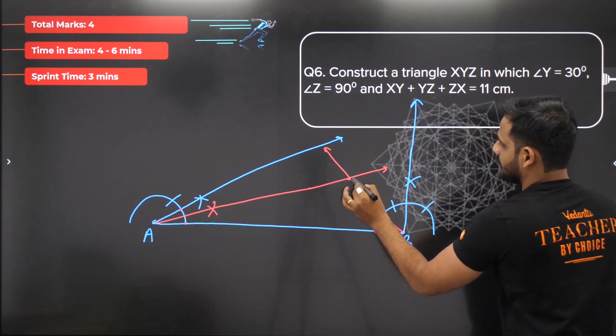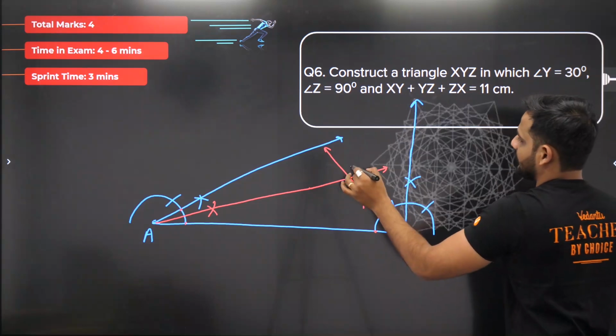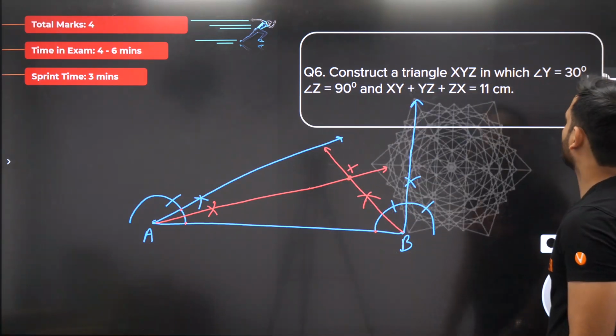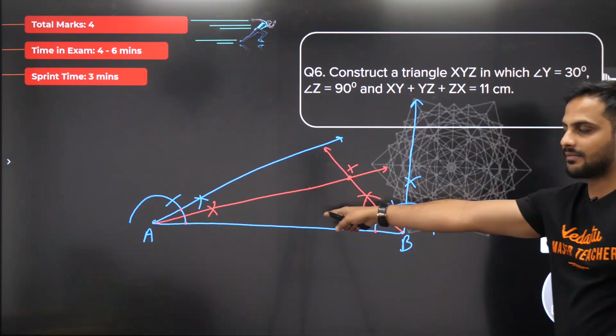So this is the point. This is the point of the triangle XYZ. Let's say this is X, because Y and Z will be on this line since the angles are given.